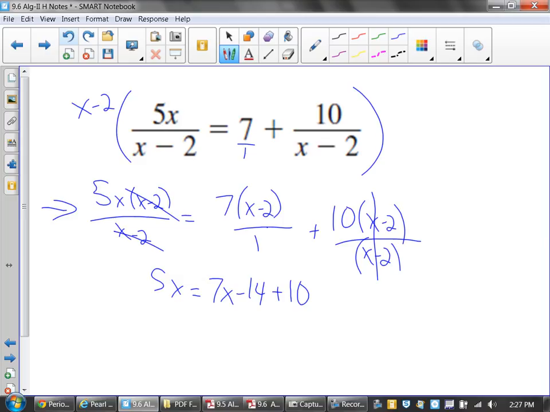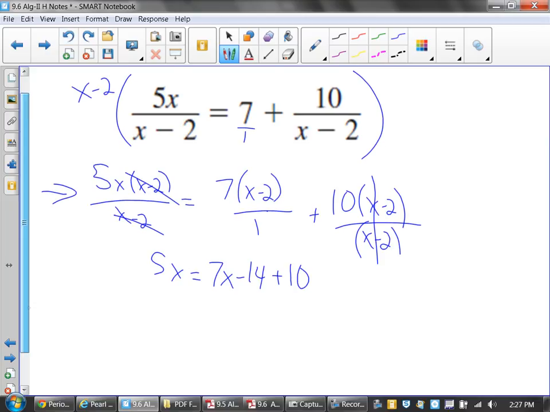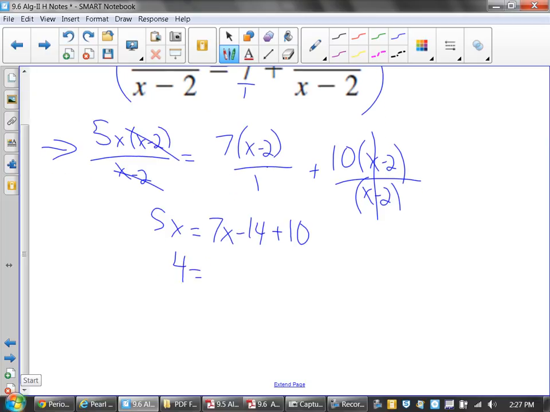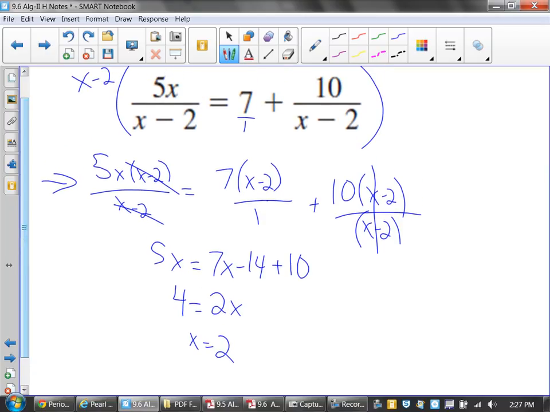And now I have an equation with variables on both sides. X equals 2. 4 is 2x. But if you substitute back in the 2, what happened? It doesn't work. Why? If I substitute back into here, what happens? I divide by 0, bad things then, right? So after we did all of this, no solution.